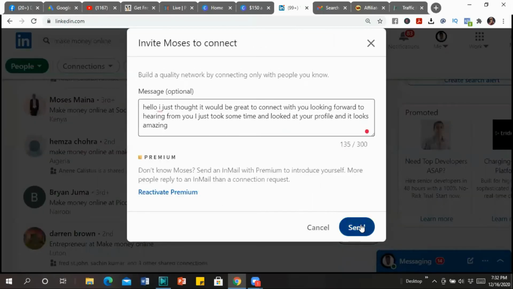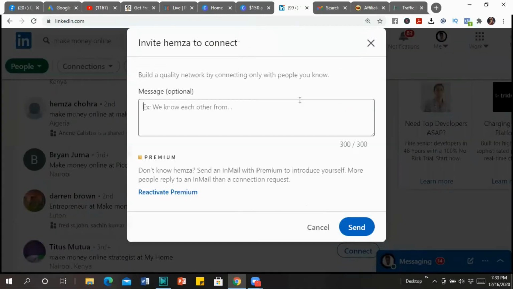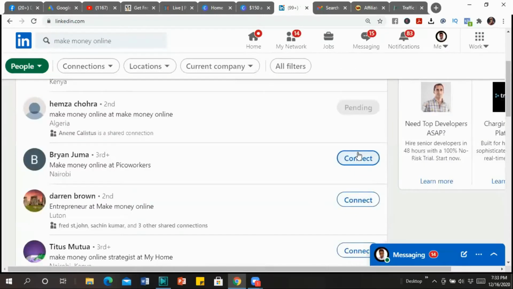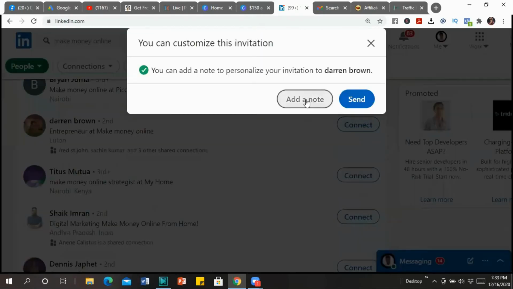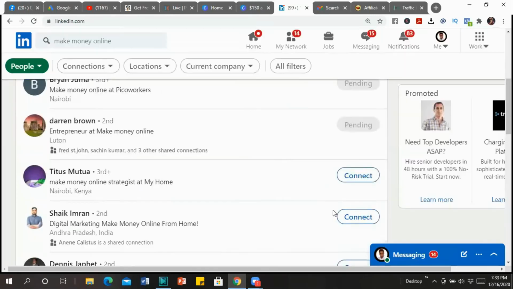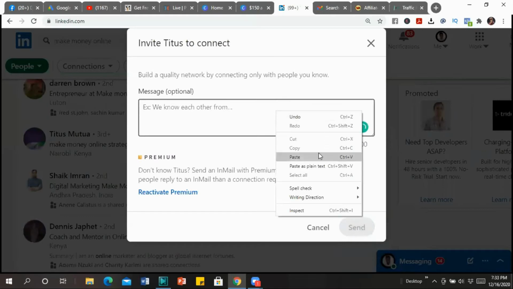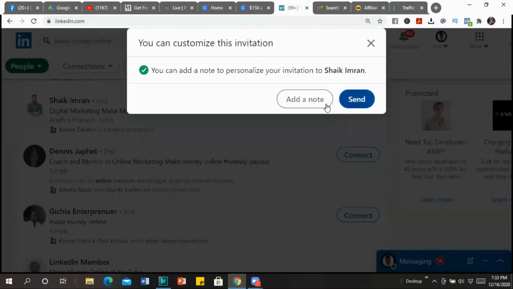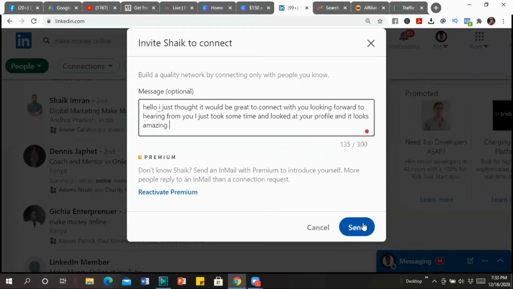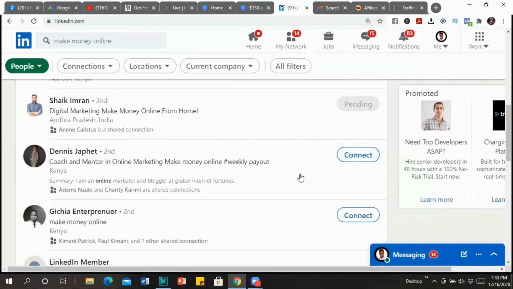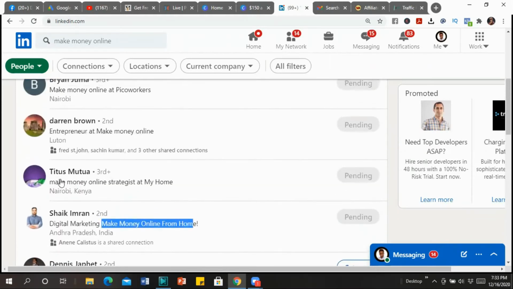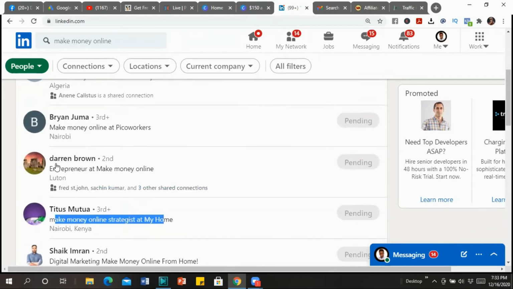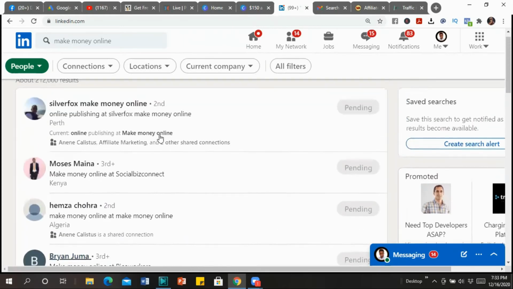Add, copy, paste, send, and this is what you want to do with all of these people until your LinkedIn tells you stop. So add, paste, send. This is exactly what I do. Just paste a note, the note that I've told you. That's exactly what happens. This is known as sending someone a connection, and you can see these are all people who are interested in marketing, make money online, weekly payouts, digital marketing, make money online from home, make money online strategies at home, entrepreneur, make money online. These are all people who are interested.